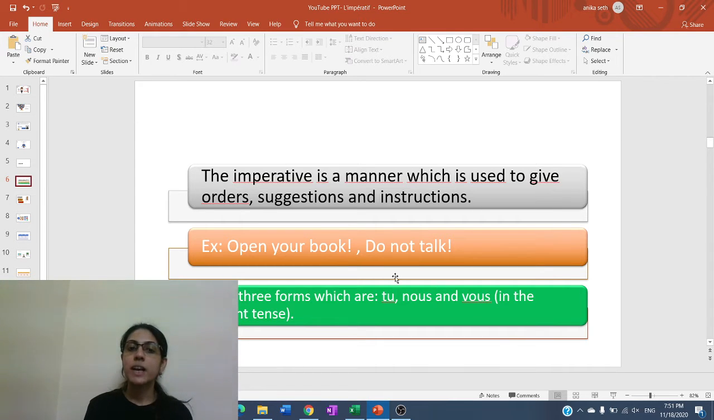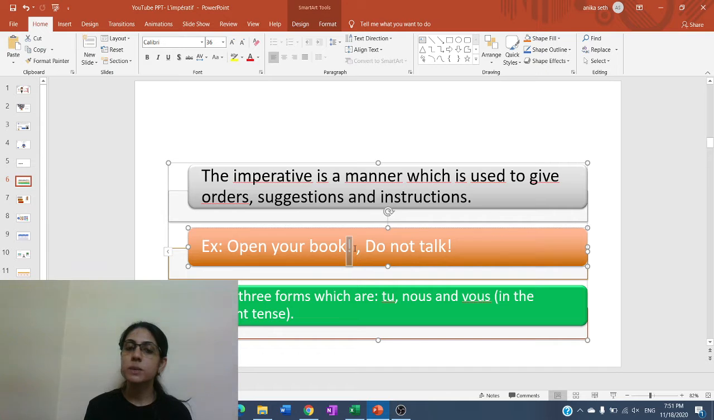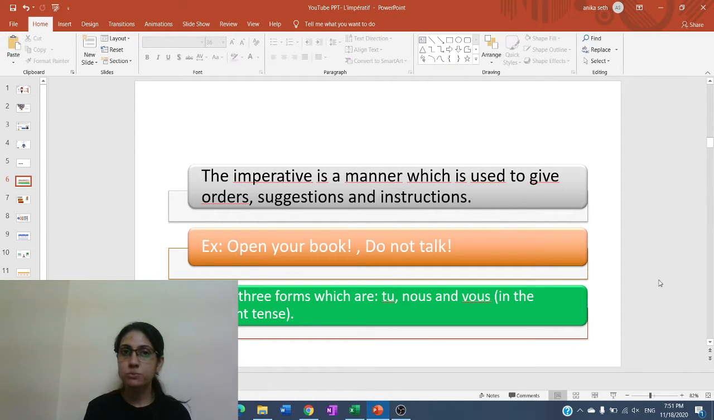Also, as you can see, this exclamation mark is placed at the end. The exclamation mark also has to be placed because it is not a statement. It is an instruction, an order. So the exclamation mark has to be placed at the end. Now, another thing is that the imperative has three forms, which are tu, nous and vous, for which the verbs need to be conjugated in the present tense.